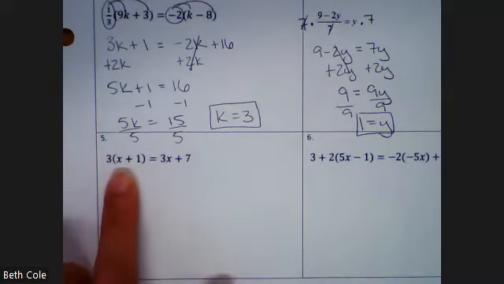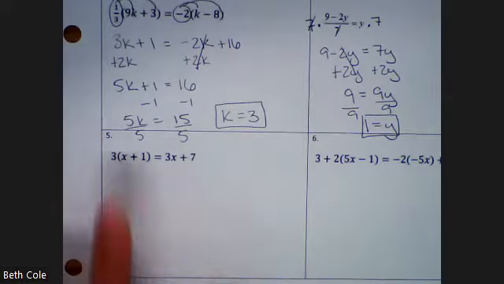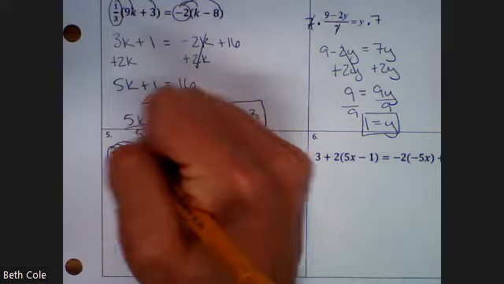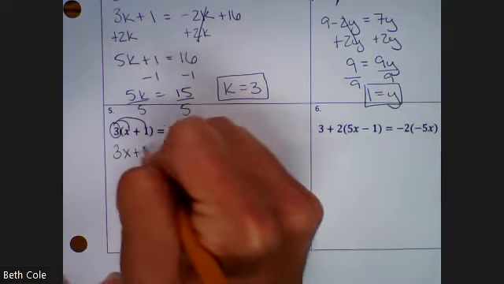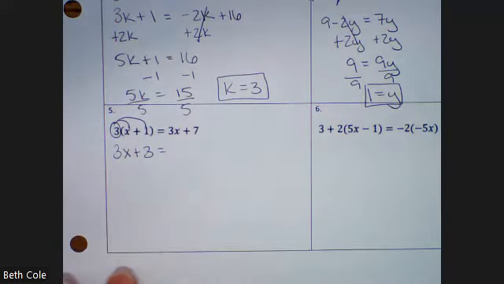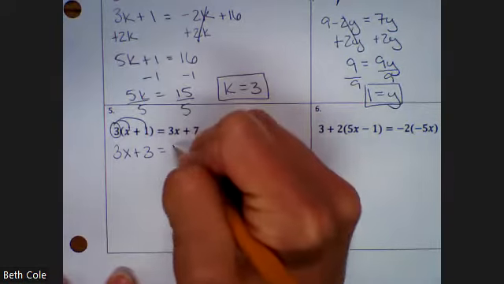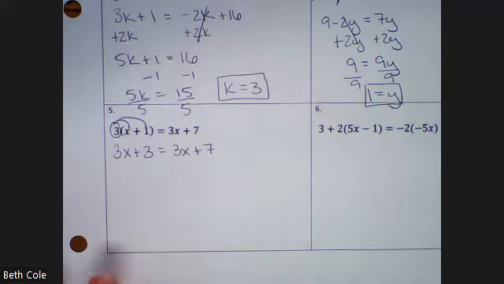All right, I see parentheses. What does that mean we have to do? Distribute. We're going to distribute the 3. So that will give us 3x plus 3 equals, and then that side's just 3x plus 7. Again, a lot of math is just recopying what's there. Instead of being annoyed by that, be happy about that. Like, oh, I don't have to do anything, just rewrite that.